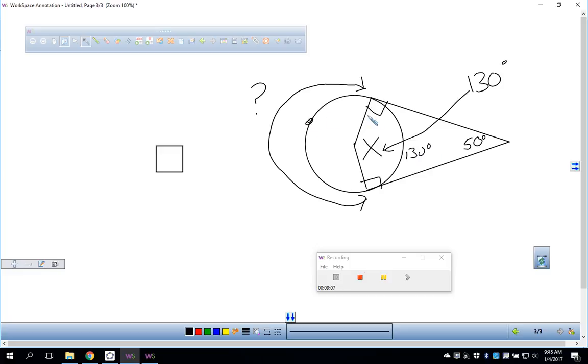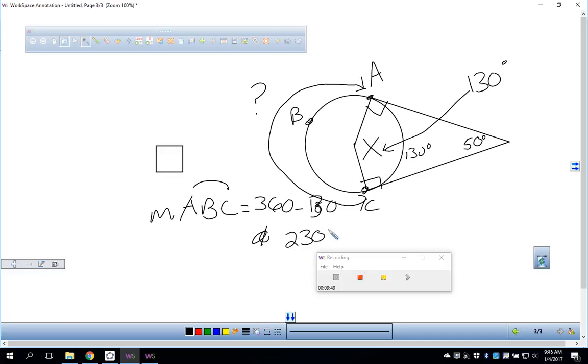So if I call this arc ABC, and I say the measure of arc ABC, what is it? How many degrees in a circle? 360. So you would take 360, subtract what? 130, and you get that arc ABC is, what's that? Oh, sorry. So that's going to be 230 degrees, right? Get it?